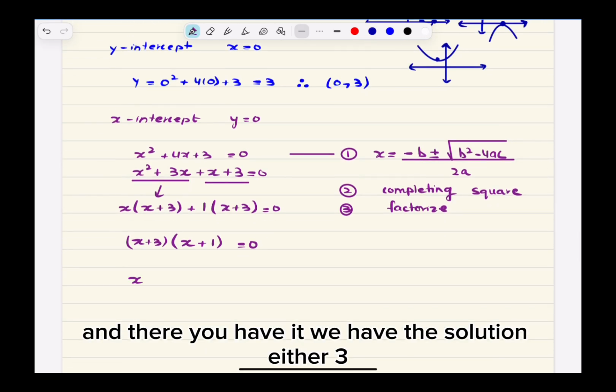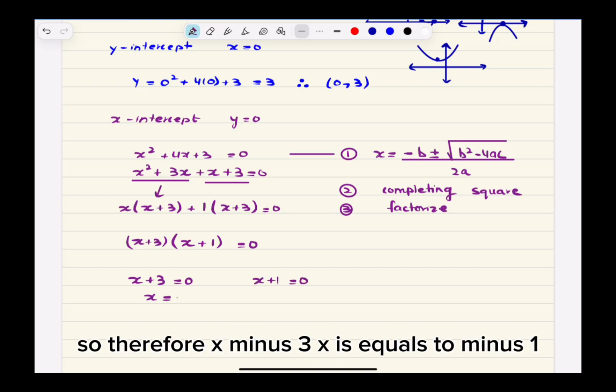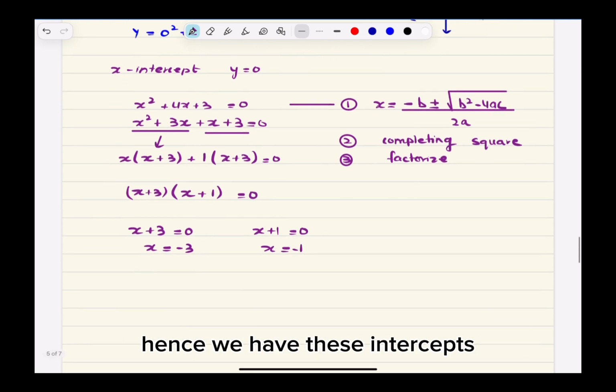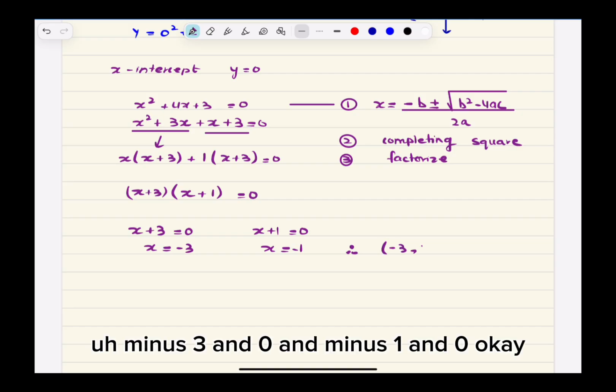We have a solution. Either x plus 3 is going to be 0, or x plus 1 is going to be 0. So therefore x equals minus 3, x equals minus 1. Hence we have these intercepts, (minus 3, 0) and (minus 1, 0). Okay.